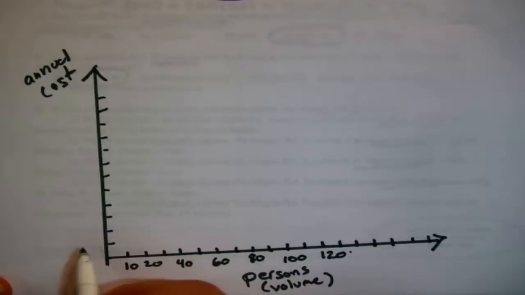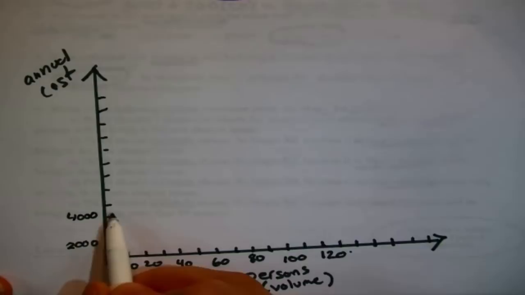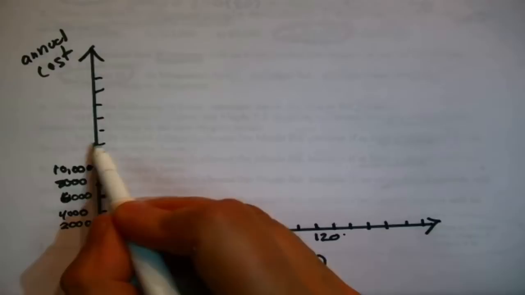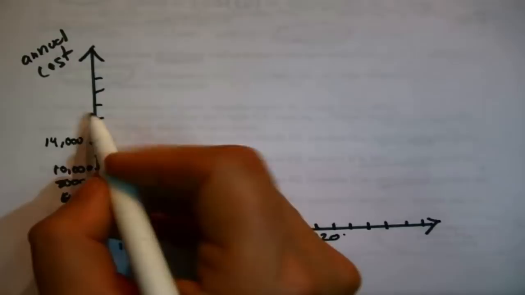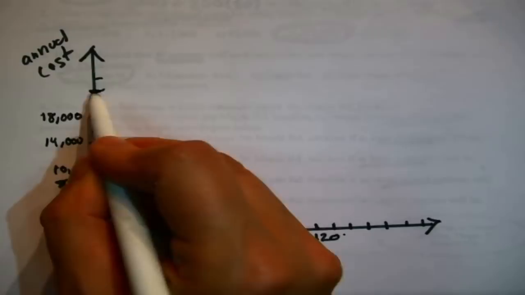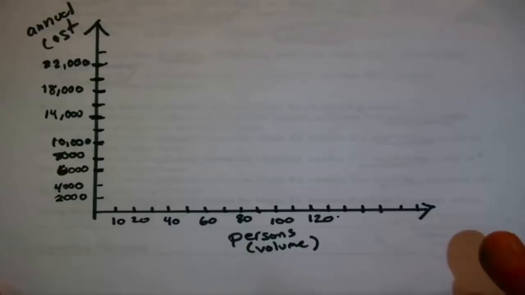2,000, 4,000, right? Because I'm going every other one. No, whoops, excuse me. No, 4,000. 6,000, 8,000. This is 10,000. So that's 12,000, that's 14,000, so that is 16,000, so that one is 18,000. So that is 20,000. That's probably plenty high.